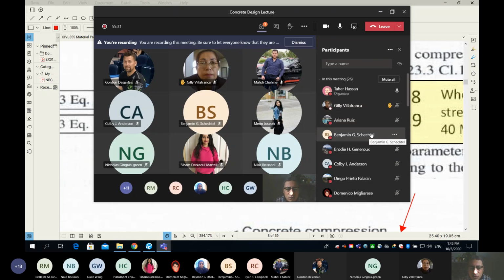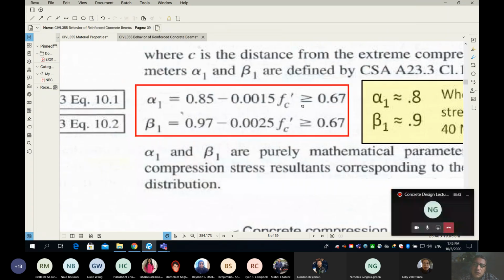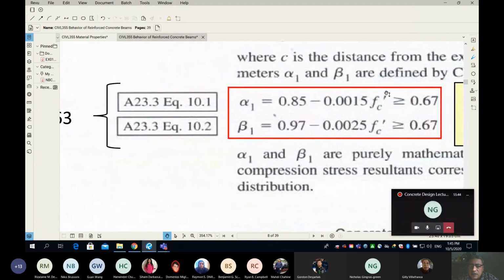Now, guys, I want you to do this on your own. If you have a calculator, please go ahead and find alpha 1 and beta 1 when fc dash is equal to 20. Not very difficult, very simple. Replace the f prime c by 20 and find alpha 1 and beta 1.